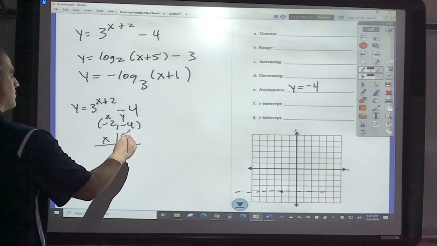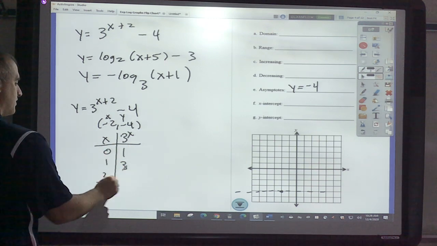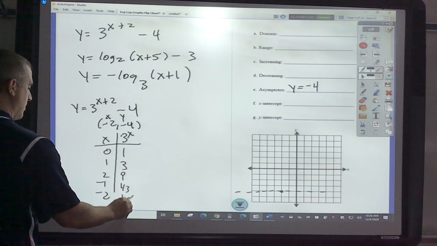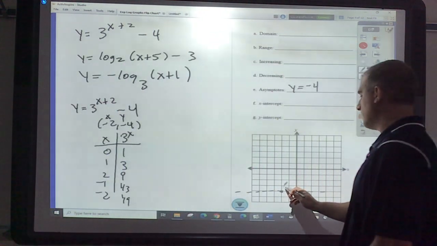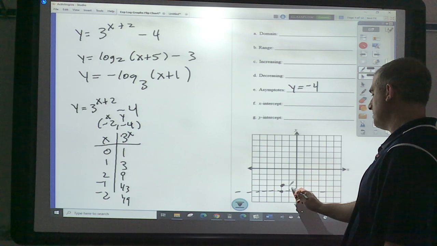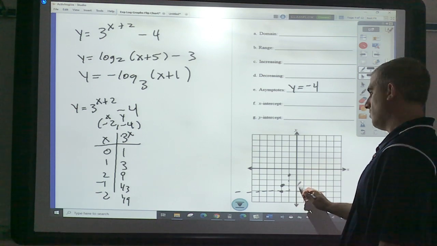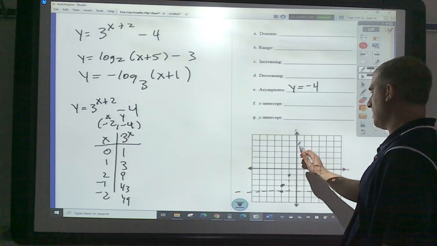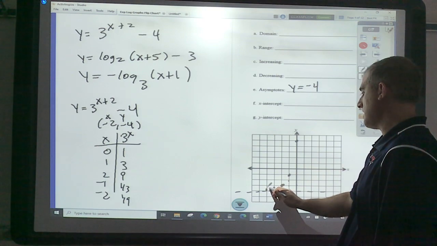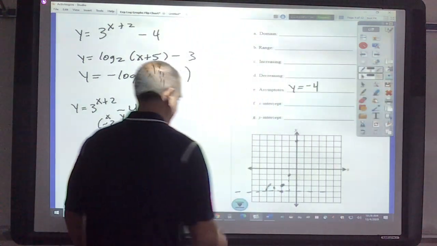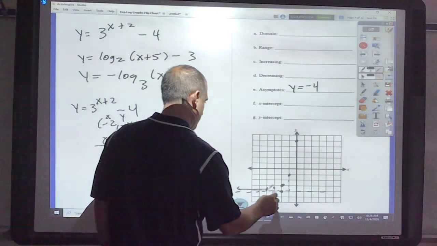I'm doing 3 to the x power, 0, 1, 2, -1, -2. 3 to the 0 is 1. 3 to the first is 3. 9, 1/3, 1/9. Just flip those over. So from my anchor point 0, 1, from this 1 over 1, 2, 3 up, then 2 over 1, 2, 3, 4, 5, 6, 7, 8, and 9. Then -1 over a third down, 2 over a ninth down. Boom.